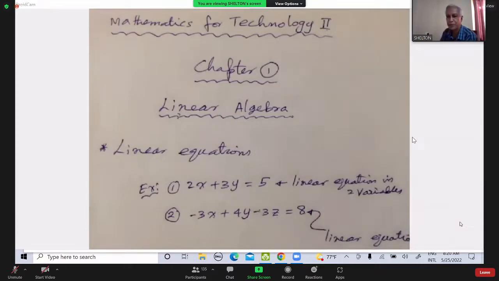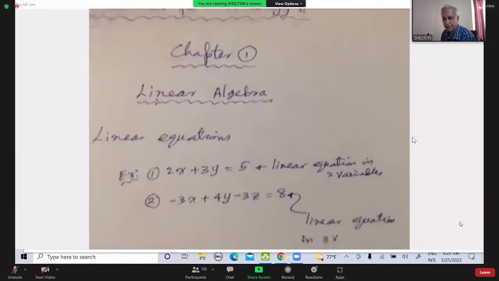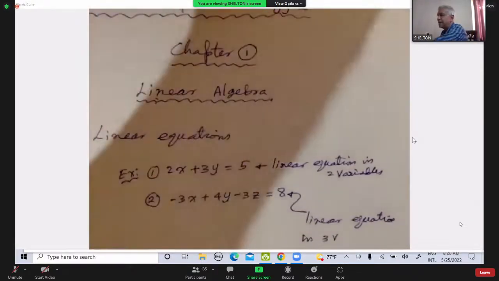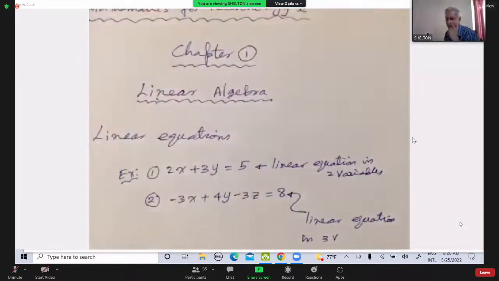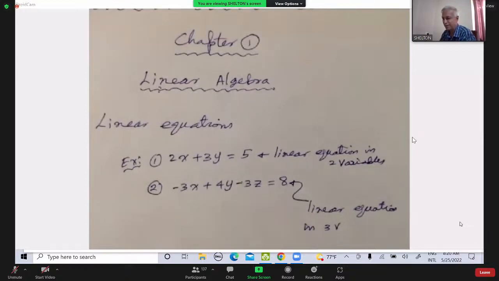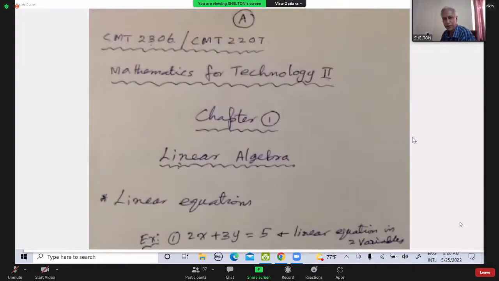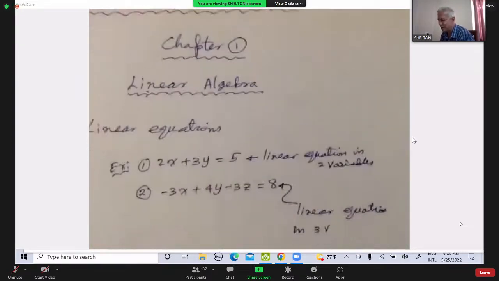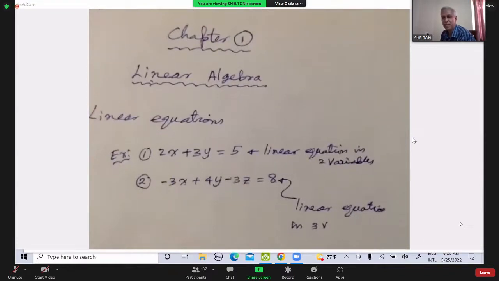This part of the course is much easier than the things that you studied in the first course, Mathematics for Technology 1. This is Mathematics for Technology 2. This section is much easier and very little background is necessary, so it is easy to understand. See whether you understand what I have said so far about linear equations.